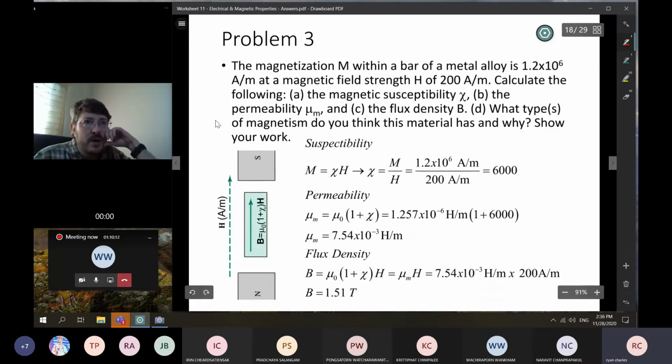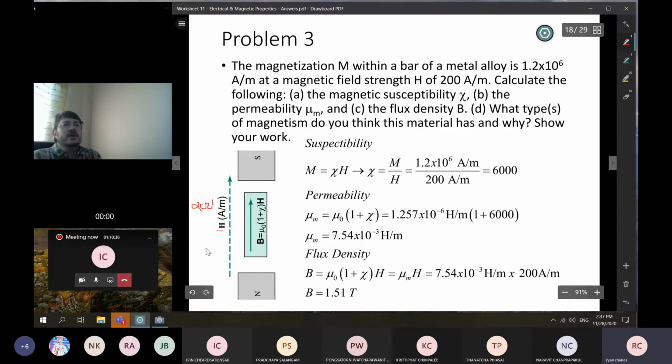Magnetization M within a bar of a metal alloy is 1.2 times 10 to the 6th amps per meter at a magnetic field strength H of 200 amps per meter. So we've got some magnet here with a field strength H of 200, and we put some bar of a metal alloy inside it.